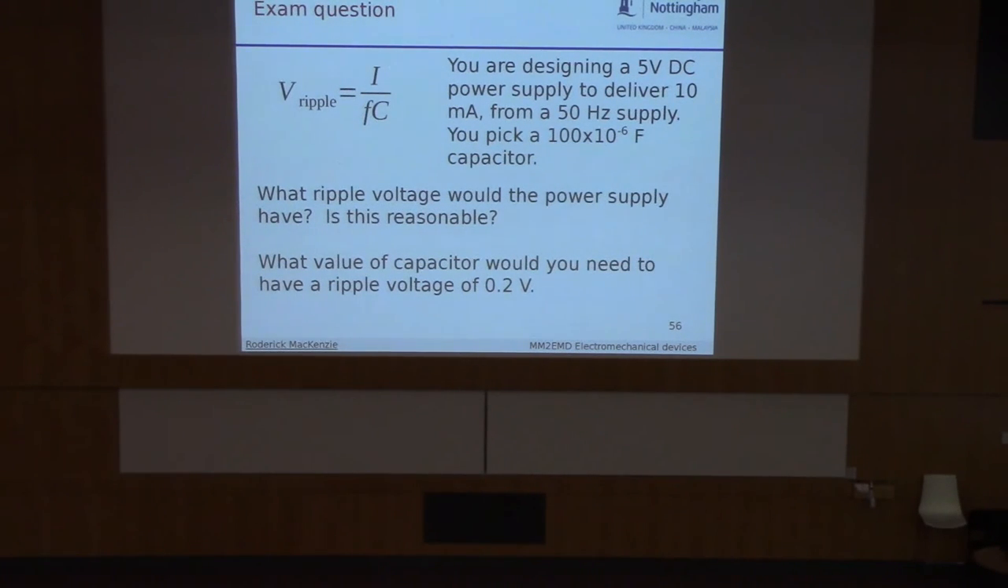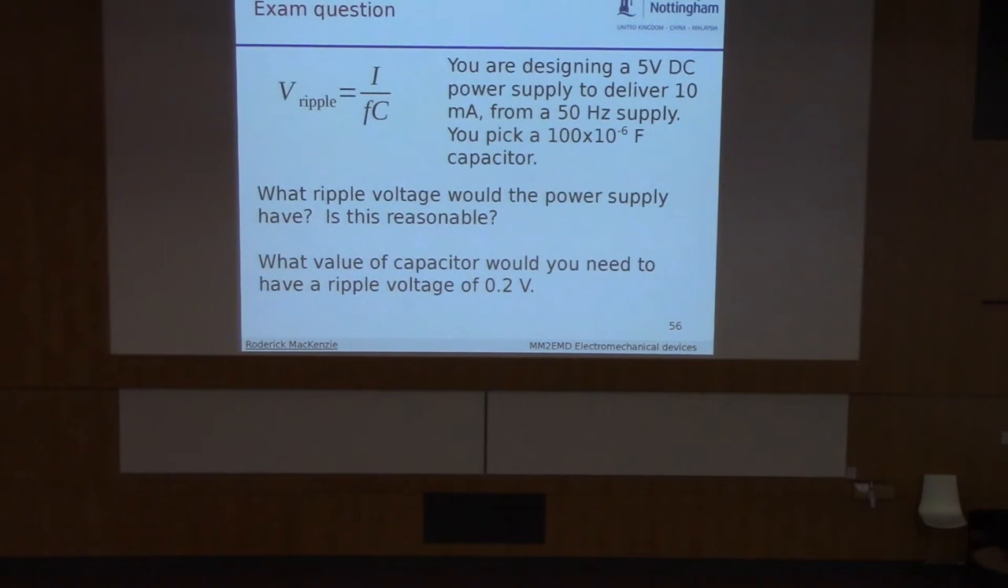Have we got an answer? Man with a calculator there, that's a good sign. Have we got an answer? What's the value of ripple? Anybody? Do you have it? 2. Do you think 2? So the answer we've got here is 2 volts. Do you think 2 volts is reasonable for a 5-volt supply? What percentage is that of ripple? It's quite big. It's about 50% ripple.